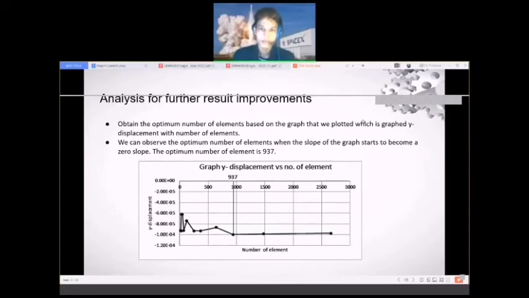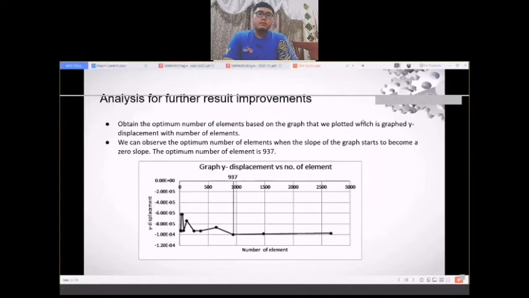For the analysis for further result improvement, we do this analysis to obtain the optimum number of elements based on the graph that we plot, which is the graph of Y displacement with number of elements. As we can see from the graph, we can observe the optimum number of elements is when the slope of the graph starts to become a zero slope. As we can see, we can find the optimum number, which is 937 from the graph.